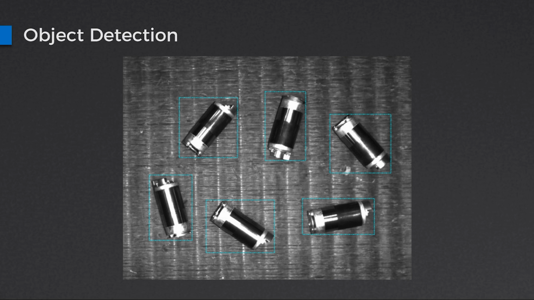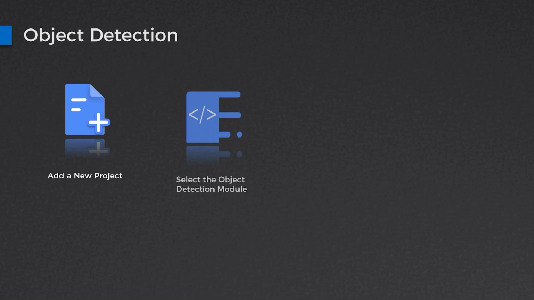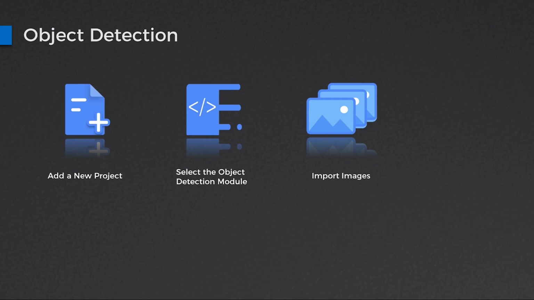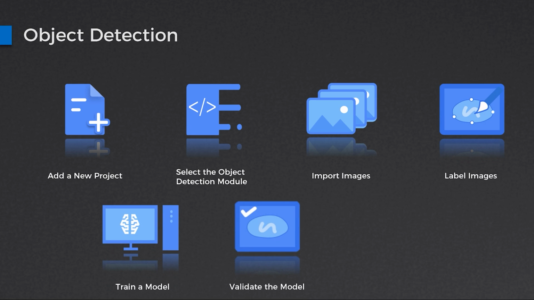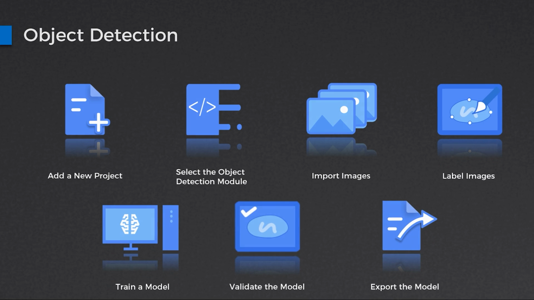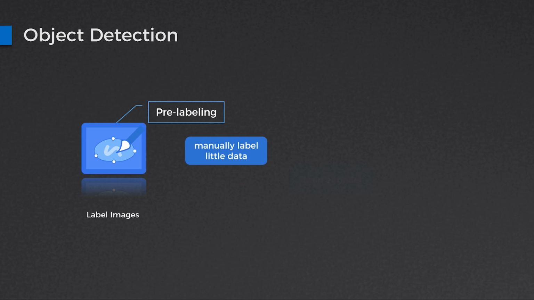Here is the model training workflow. Add a new project, select the object detection module, import images, label images, train a model, validate the model, and finally export the model. When labeling images, pre-labeling methods are preferred to reduce the cost of manual labeling. To this end, only a small amount of data is manually labeled, and then a model is trained for pre-labeling.